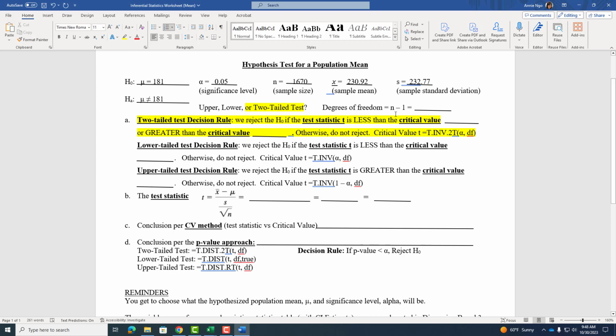Now, for the degrees of freedom, that's just n minus 1. My n was 1670. So 1670 minus 1 is 1669. Okay, so I am setting up all my variables to what I need it to be.